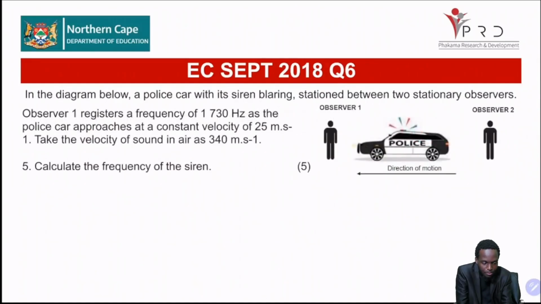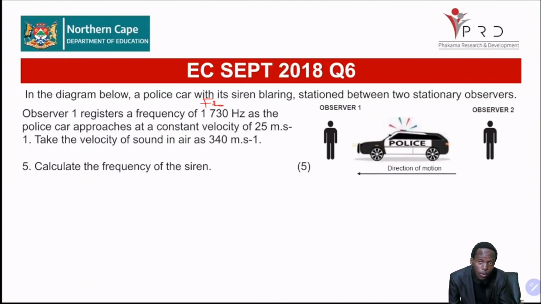Question number 5. Observer 1 registers a frequency. Remember, observer 1 is the listener, right? So he registers a frequency of 1730 hertz. Now, frequency must always be in hertz, not kilohertz, but hertz. As the police car approaches at a constant velocity of 25 meters per second, take the velocity of sound in air as 340. Calculate the frequency of the siren.